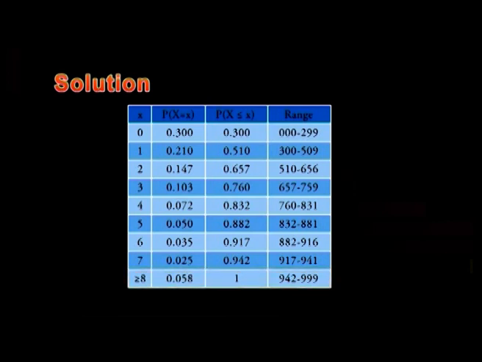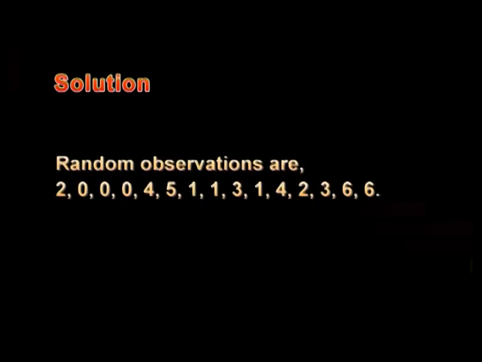The next column gives the range for random numbers, using which we generate the random observations for the following distribution as 2, 0, 0, 0, 4, 5, 1, 1, 3, 1, 4, 2, 3, 6 and 6.